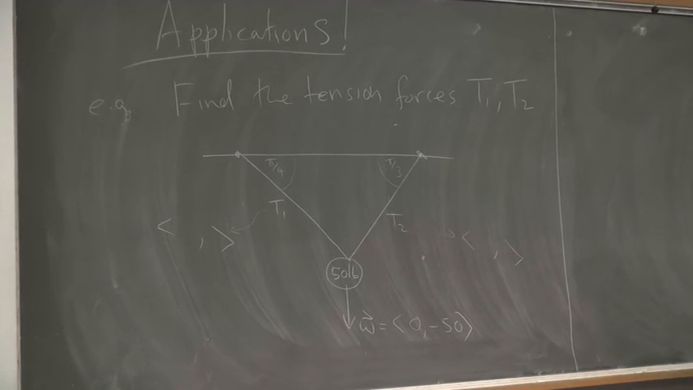I know they add up to 50, but let's work on one at a time. How do I know the magnitude of T1? Give me some expression for it. It would have to be the vector W minus the T2.